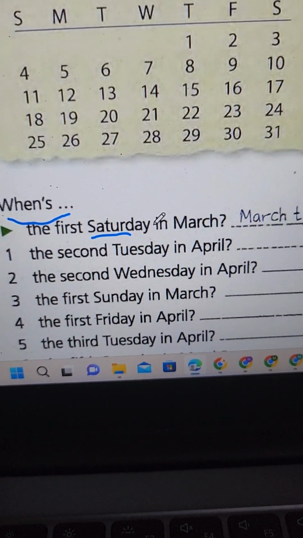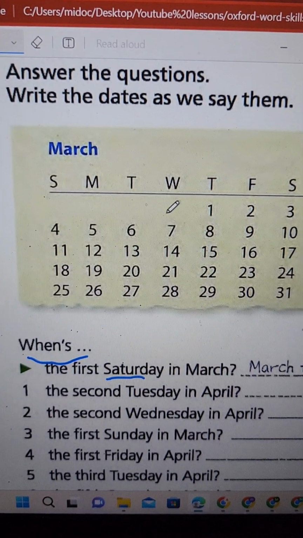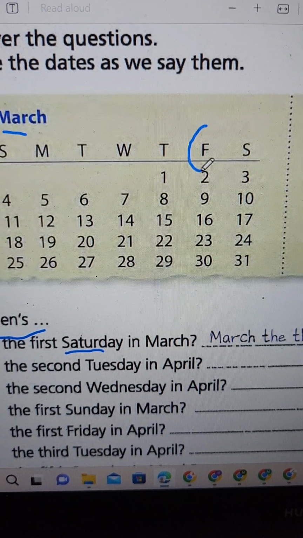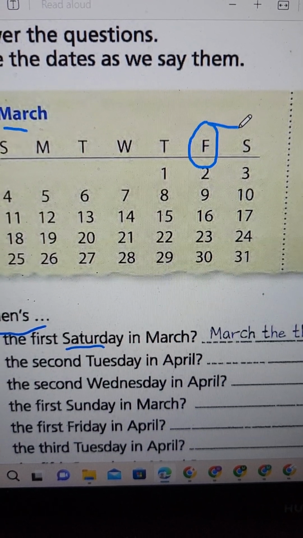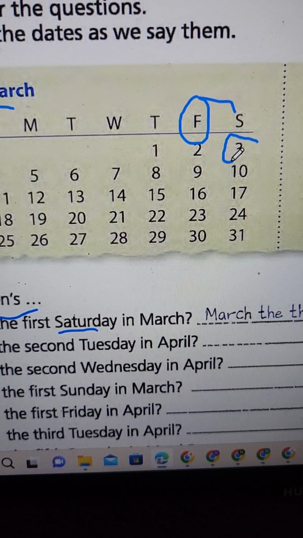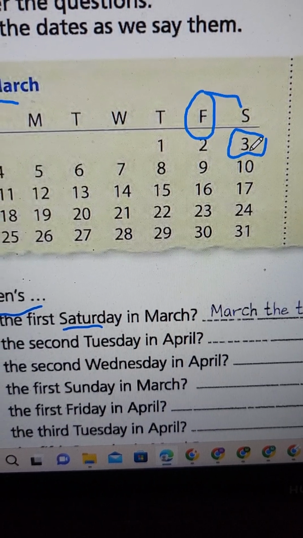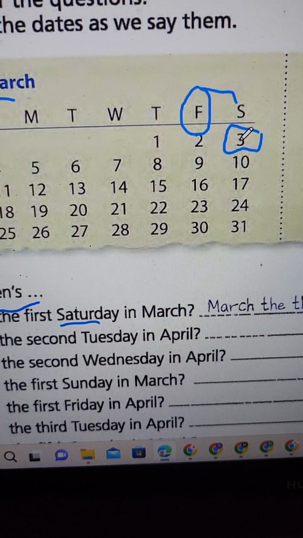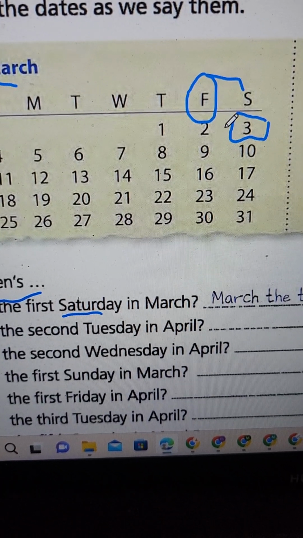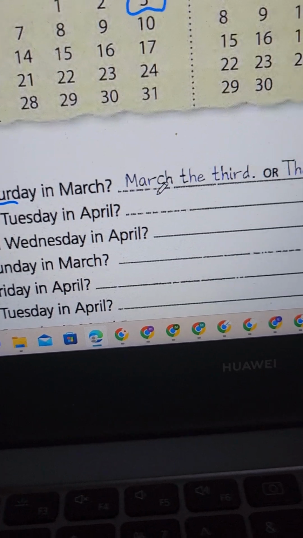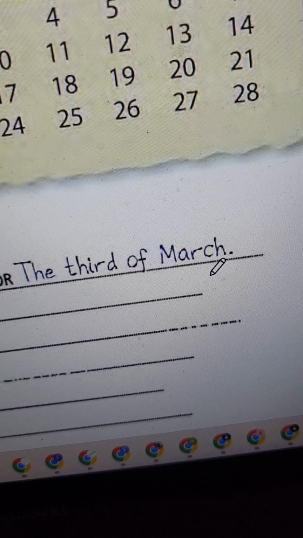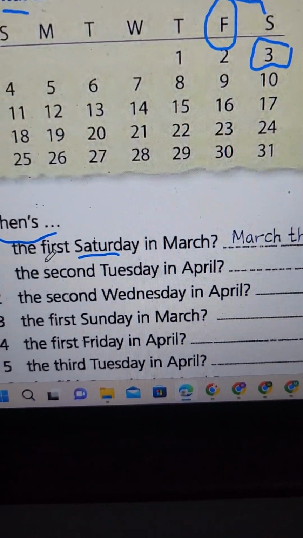Saturday is a day after Friday. So this is March and this is Friday. So this is Saturday. So when is the first Saturday of March? Is 3rd. So you say 3rd of March or March the 3rd. So the answer is March the 3rd or the 3rd of March. You can say both.